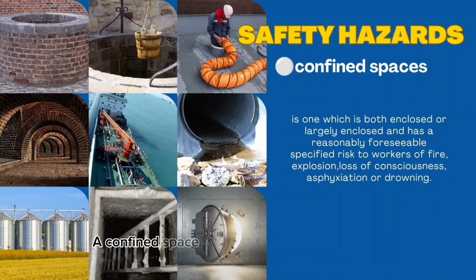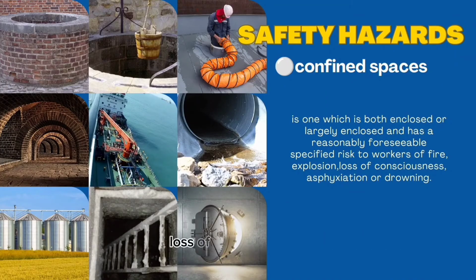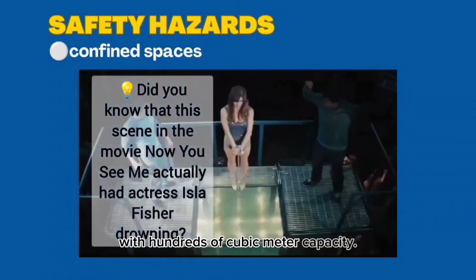A confined space is one which is both enclosed or largely enclosed and has a reasonably foreseeable specified risk to workers of fire, explosion, loss of consciousness, asphyxiation, or drowning. It may be small and restrictive for the worker, or it could be far larger, such as a grain storage silo with hundreds of cubic meter capacity.